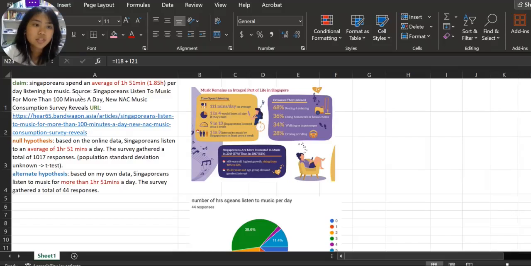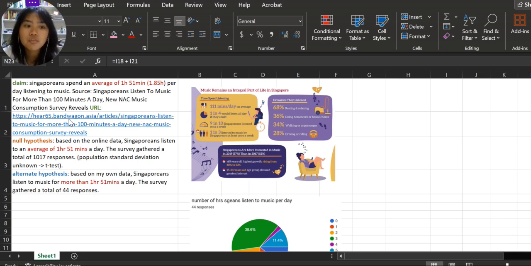So my claim is that Singaporeans spend an average of 1.85 hours per day listening to music, based on a source I found online. My null hypothesis is that Singaporeans listen to an average of 1 hour 51 minutes a day, while my alternate hypothesis is that Singaporeans listen to music for more than 1 hour and 51 minutes per day.